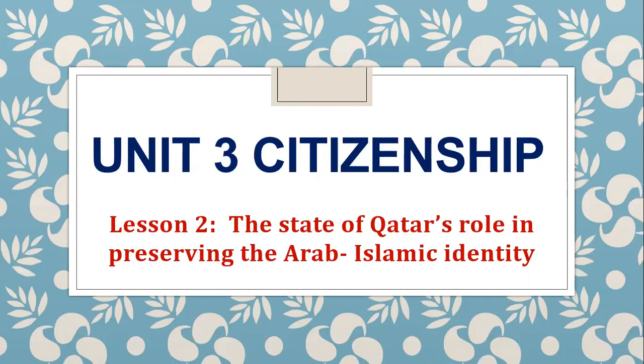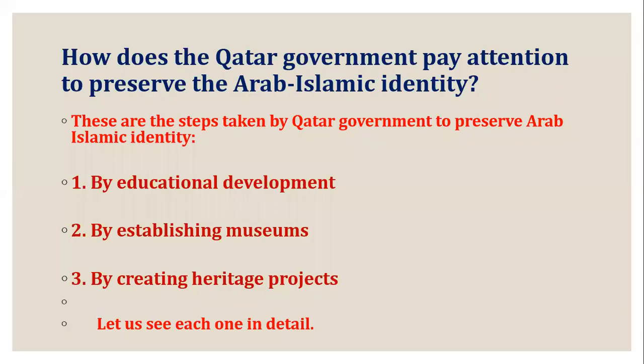Mainly, the state of Qatar is trying to preserve the Arab Islamic identity through three methods. The first one is educational development, second is establishing museums, and number 3 is creating heritage projects. These are the steps taken by the Qatar government to preserve Arab Islamic identity. Now let's see one by one in detail. The first one we are going to talk about is educational development.